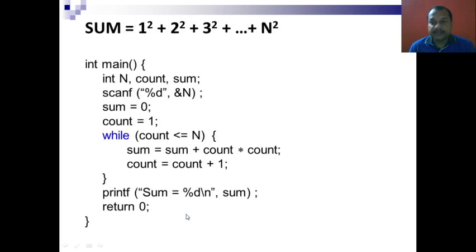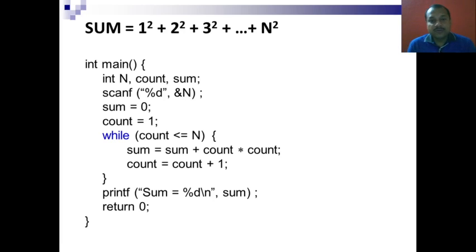Now here is another example: sum equals 1 square plus 2 square plus 3 square plus dot dot up to n square. You can extend the previous example for this addition also. The only modification you have to make is in this line, sum equals sum plus count. This much was discussed previously. Now because it is 1 square plus 2 square plus 3 square etc., this count multiplied with count is added here. So that is the only difference.